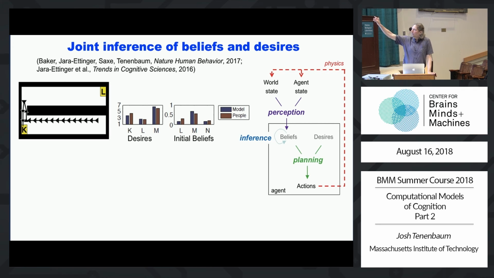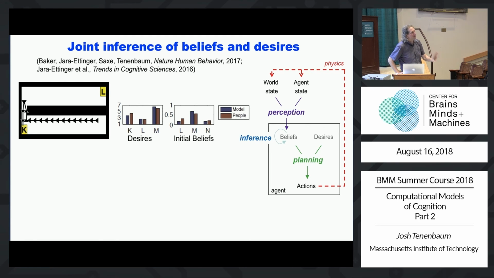But importantly, it's a joint inference that they like Mexican and that they thought it was likely to be there, because otherwise it just wouldn't have made sense for them to do what they did, right? If they liked Mexican, but they knew it wasn't there, or they didn't think it was there, then they would just go to Korean if that's their second choice. Okay. So people and the model basically make those inferences.